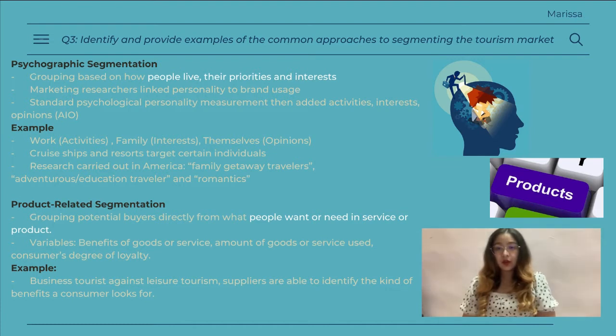Some of the variables of this segmentation include the benefits that people seek in goods or services, the amount of good or service used, or even the degree of loyalty that the consumer shows in compliance to participation in frequent user programs. A good example of this segmentation includes groupings of business tourists against leisure tourists. Based on which type of tourism a consumer belongs to, suppliers are able to identify what kind of benefits a consumer wants based on the purposes of their trips.